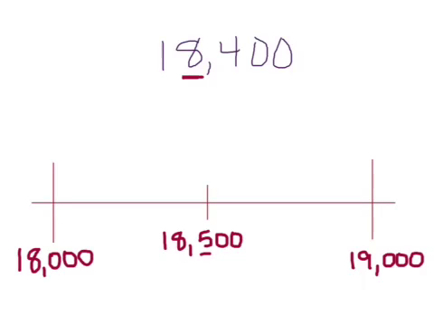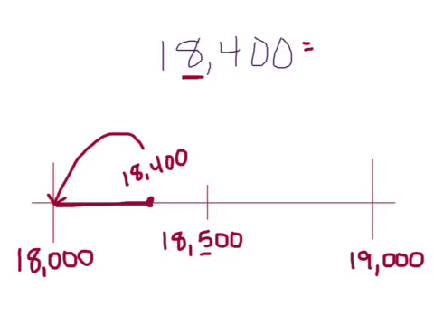We're going to identify 18,400 to be about right here, and look to see that it is closer to the 18,000. There's a smaller distance going back to 18,000. Therefore, 18,400 to the nearest thousands would be 18,000.